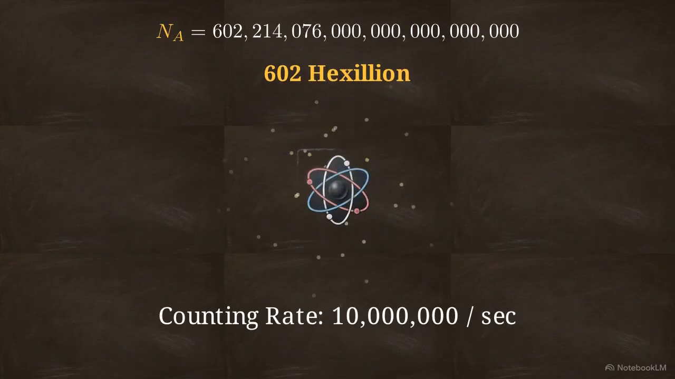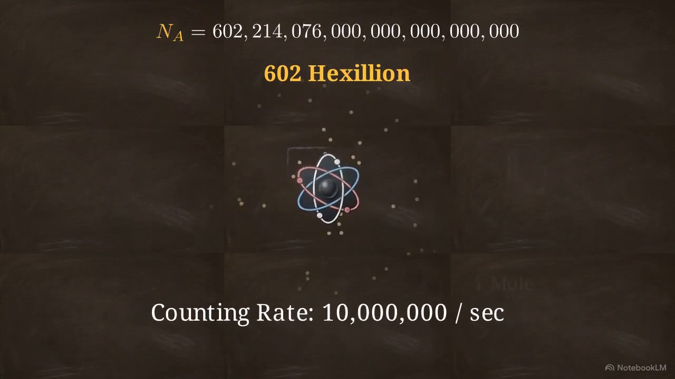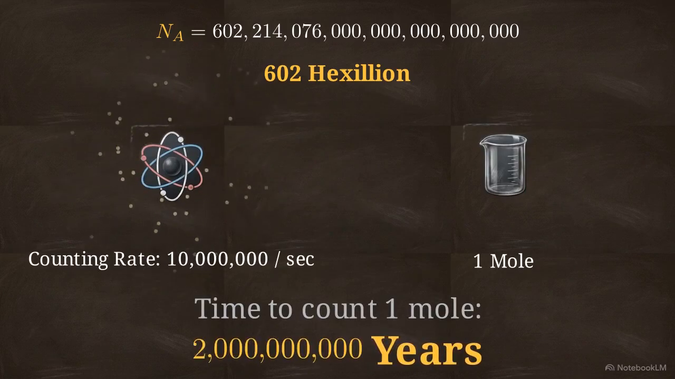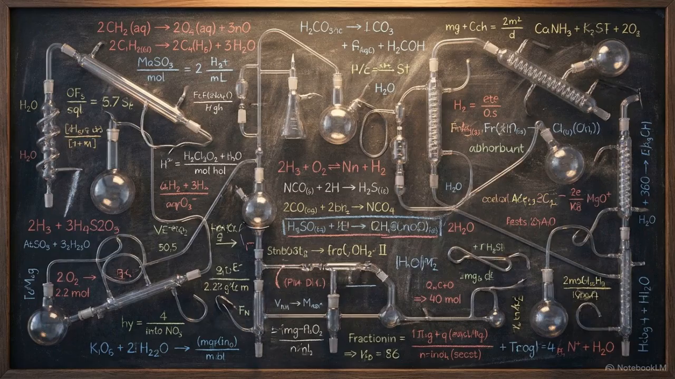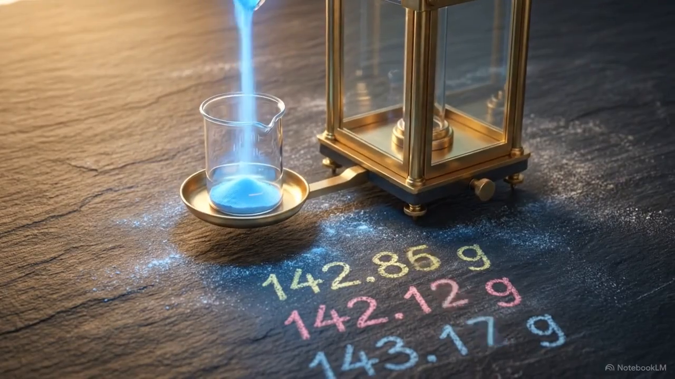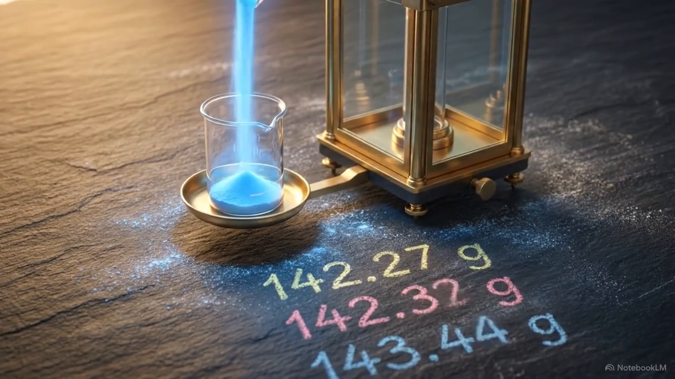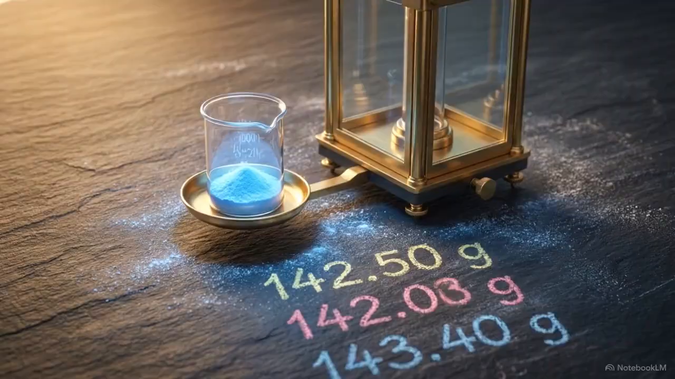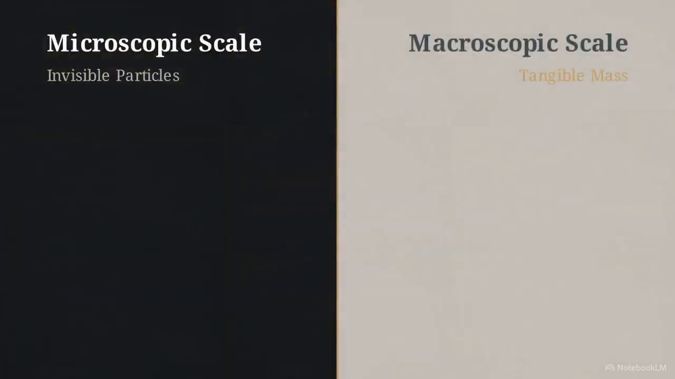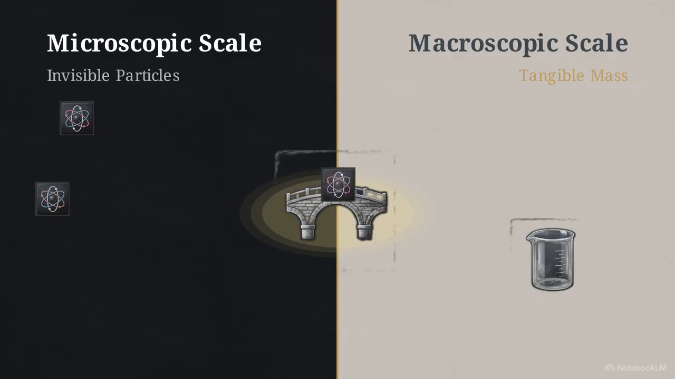It is so large that even if you could count 10 million atoms every second, it would still take you billions of years to finish a single mole. This presents a massive practical hurdle in the lab. Chemical reactions require us to combine a specific number of particles, yet those particles are far too small to see, let alone count by hand. The mole solves this by acting as a translator. It creates a bridge between the invisible mathematics of atoms and the tangible measurements we can actually use in the real world.